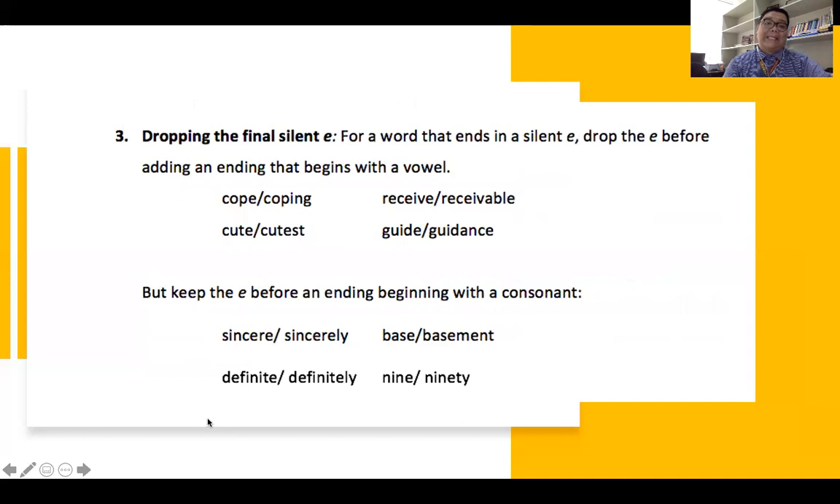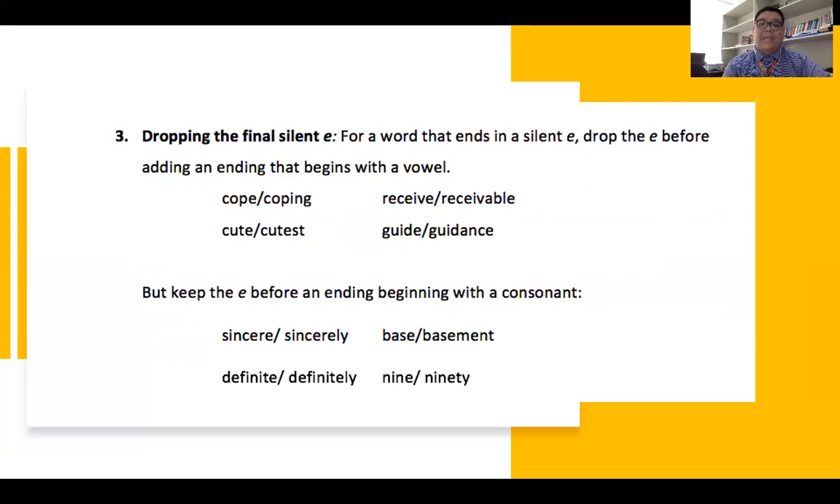Dropping the final silent E. For a word that ends in a silent E, you have to drop the E before adding an ending that begins with a vowel. For example, in the word cope, you have to drop the E and then replace it with -ing. Coping. Cute, cutest. In this case, we did not necessarily drop the E because the suffix is already -est and not -st. So we just added -st, rather. And then we have receive, receivable, guide, guidance.